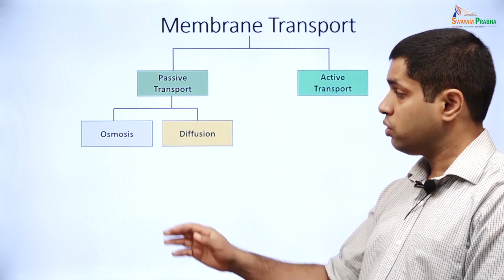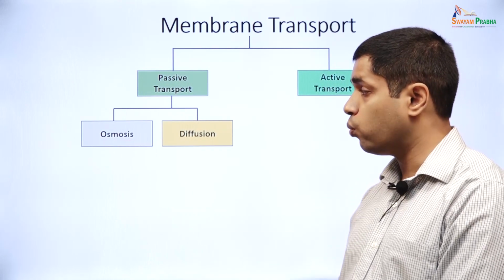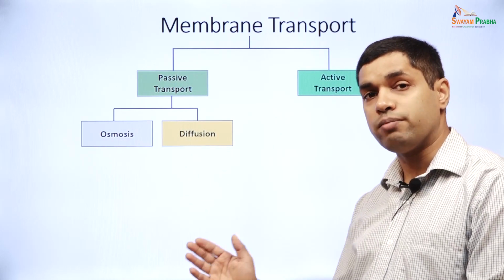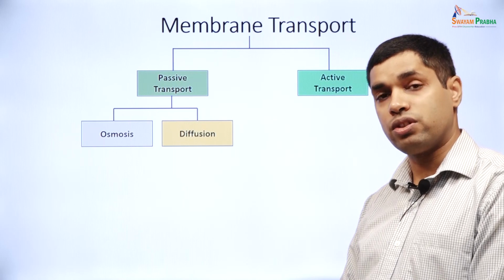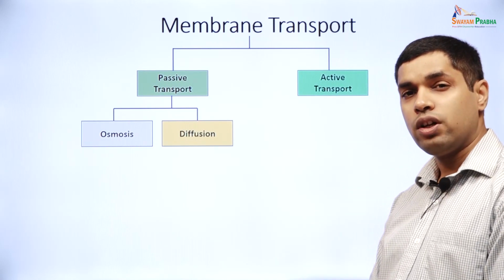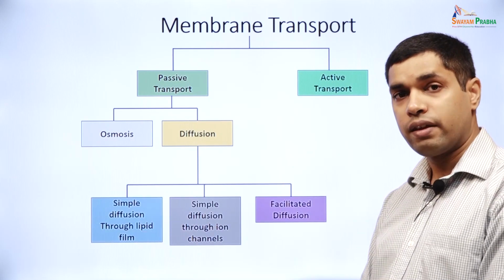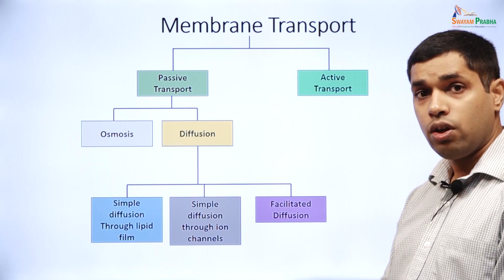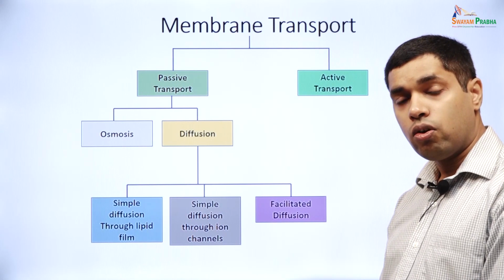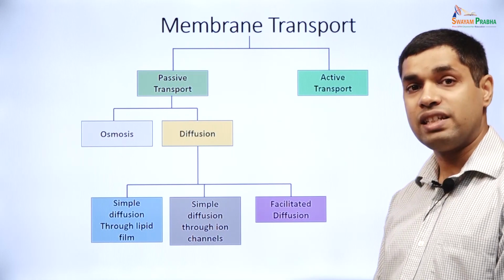Now, passive transport could be either osmosis or diffusion. Osmosis is the movement of water molecules, and diffusion is a passive movement of substances from their higher concentration to a lower concentration along the concentration gradient. Diffusion itself could have three types. You could have simple diffusion through the lipid film, that is what we just discussed. You could also have simple diffusion through ion channels, or you could have diffusion with the help of a special protein, which is called facilitated diffusion.